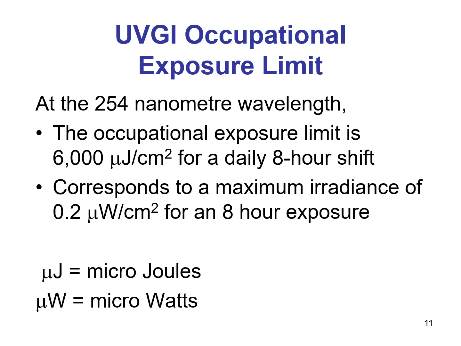The UVGI operational exposure limit is shown in the slide. This exposure corresponds to a maximum recommended irradiance of 0.2 microwatts per centimeter squared for 8 hours. 254 nanometers is the specific wavelength of germicidal ultraviolet light. The National Institute for Occupational Safety and Health recommends that exposure to UVGI should be less than 6,000 microjoules per centimeter squared over a daily 8-hour period on unprotected skin or eyes. This exposure corresponds to a maximum recommended irradiance level of 0.2 microwatts per centimeter squared for 8 hours of exposure.